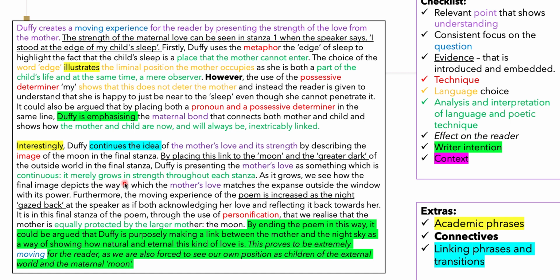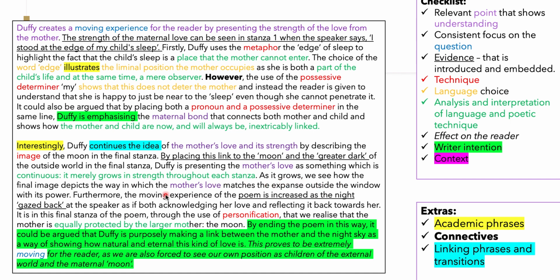So this is me also talking about form. Something as simple as talking about stanzas, you are talking about the form, but you want to say something specific. You don't want to say, oh, there are 3 stanzas, there are 4 stanzas. You want to make a comment that is linked to the poem, linked to the message. So rather than just talk about stanzas, I've said that I think that the stanzas reflect the growing love of the mother. So as the poem progresses, so does the love of the mother.